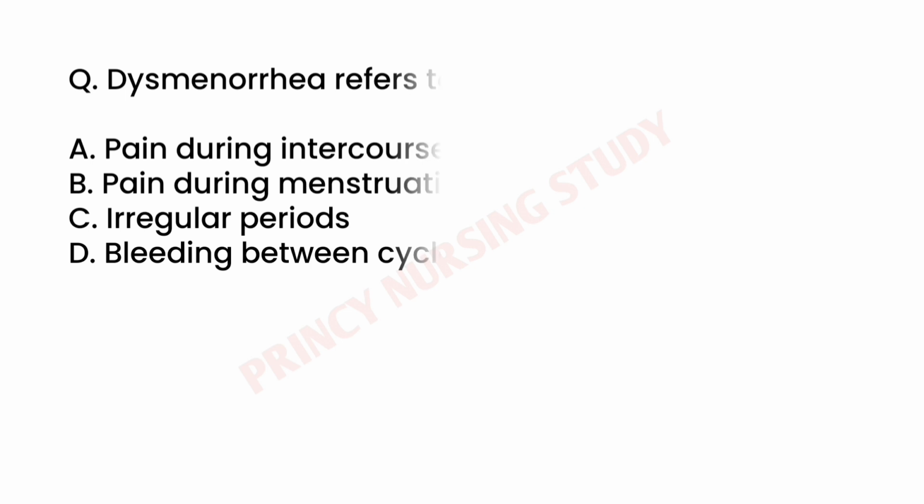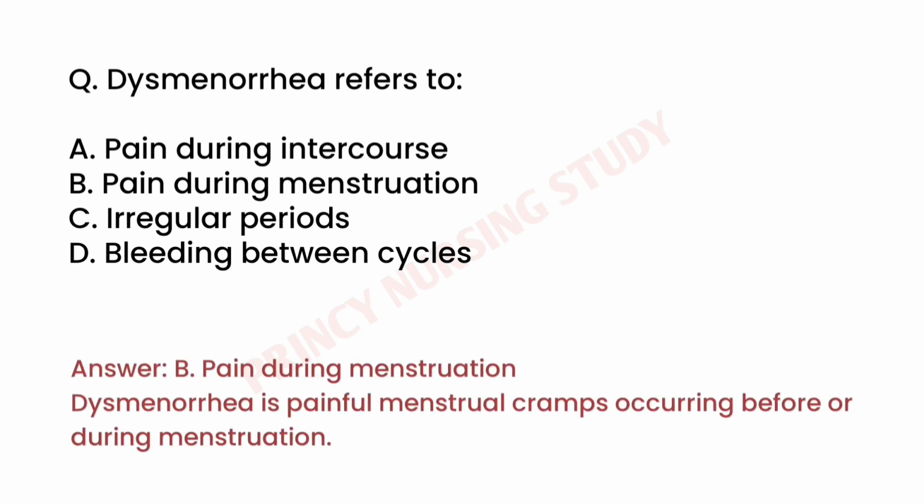Next question. Dysmenorrhea refers to... Correct answer is B. Pain during menstruation. Dysmenorrhea is painful menstrual cramps occurring before or during menstruation.